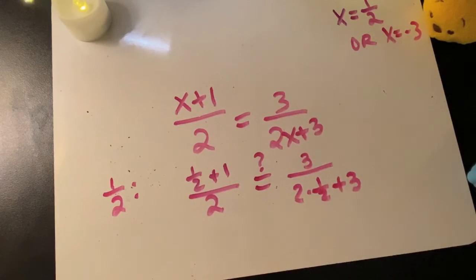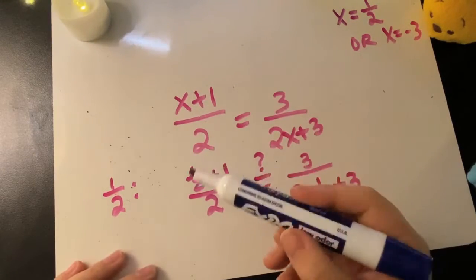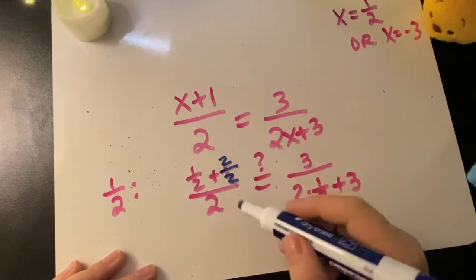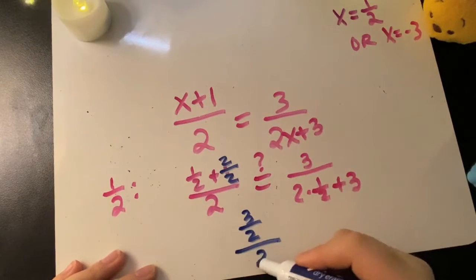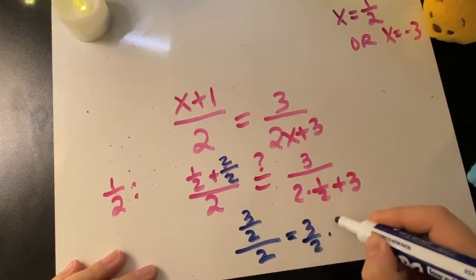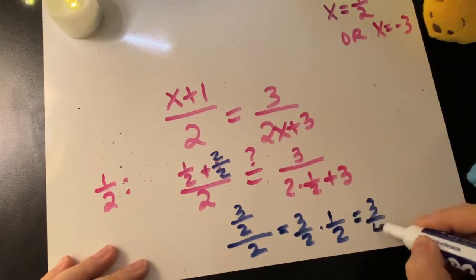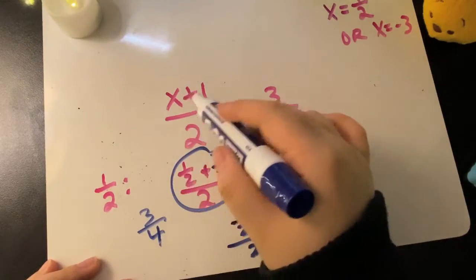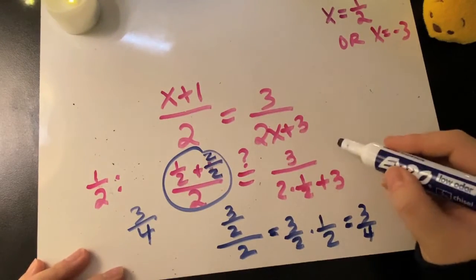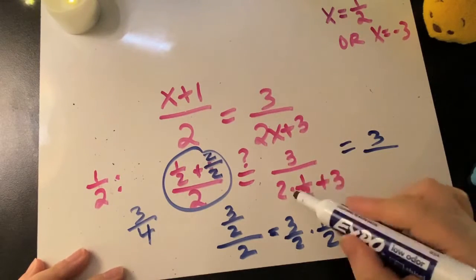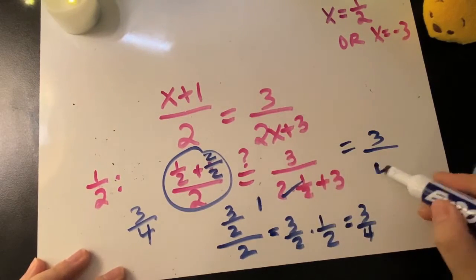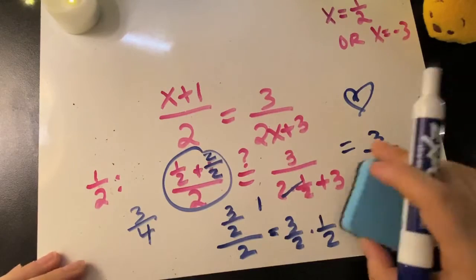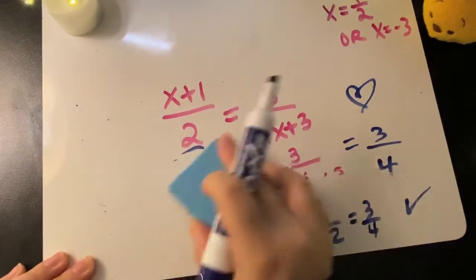So for 1/2, we have half plus 1, which you can write with a common denominator as 2 over 2. So that's 3 over 2, over 2, which is 3 over 2 times 1/2, which is 3/4. So this side is 3/4 when I plug in 1/2. On this side, I have 3 over 2 times 1/2 is 1, plus 3 is 4. So we do get 3/4 on both sides. So that's good. Thankfully, yay. It's always really nice when it works out.